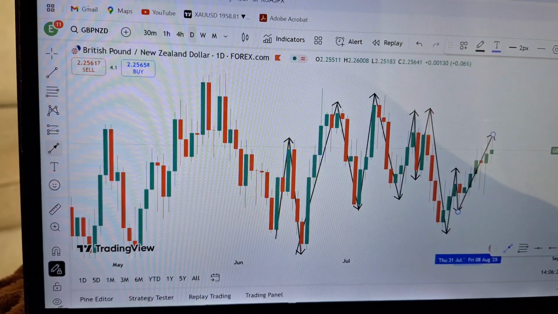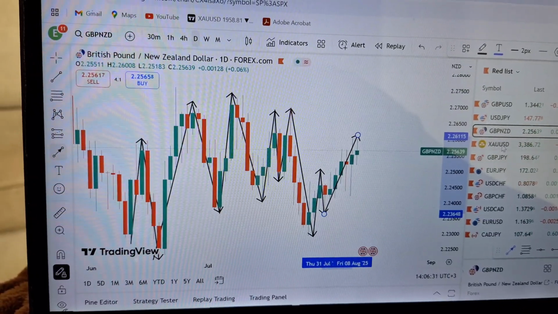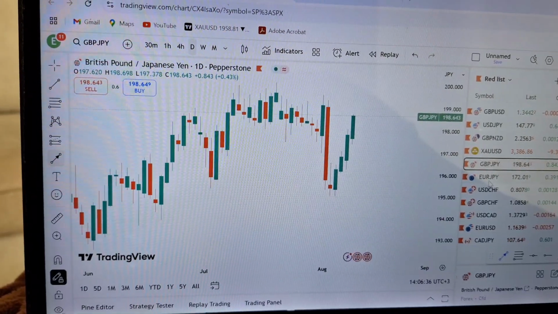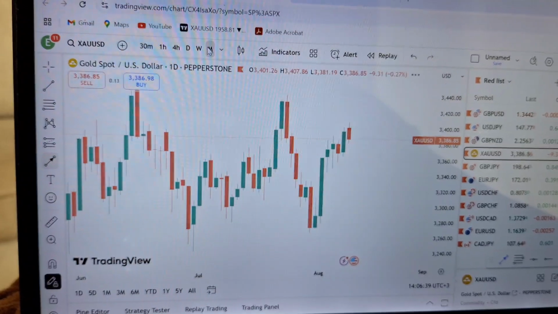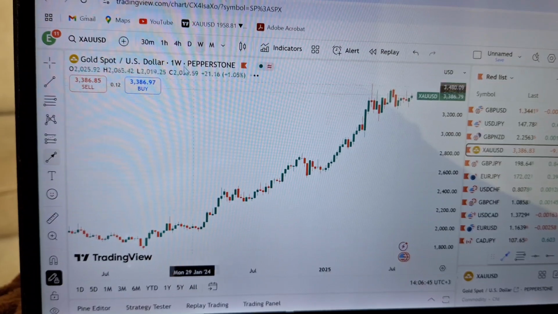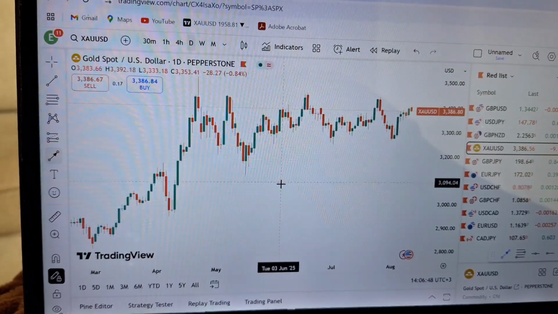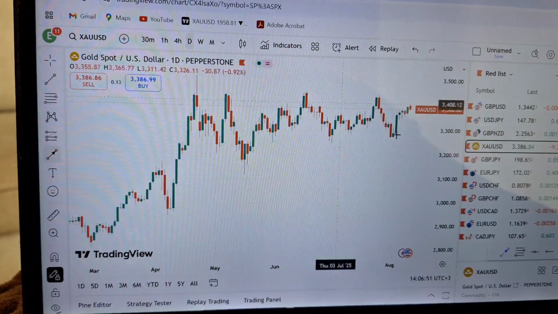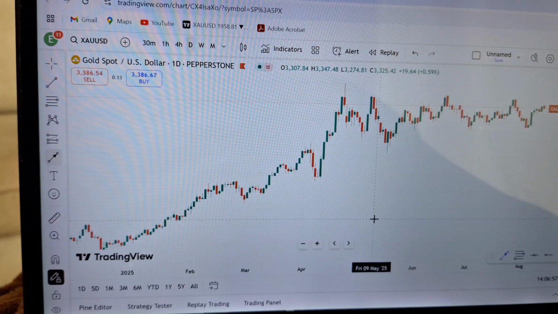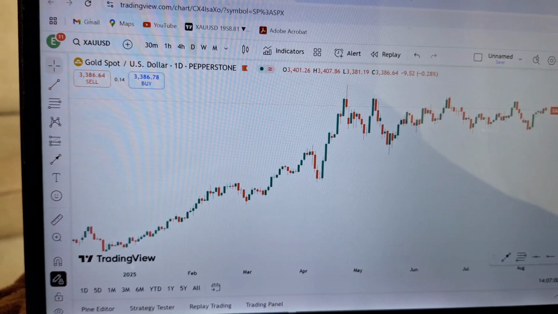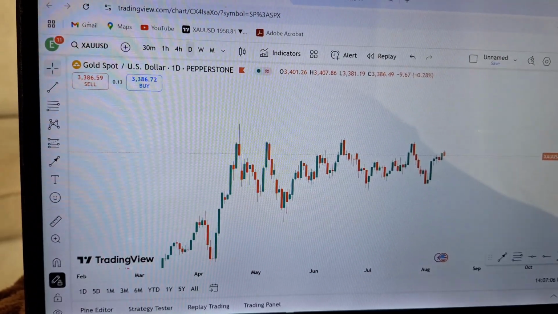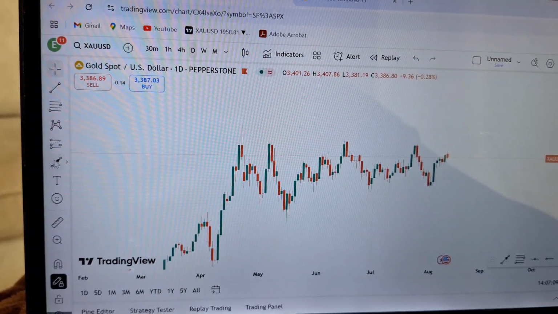We are going to analyze one last pair, which will be gold against the US dollar. I'm going to try and find the most significant. Yes, we can use this one. I'm going to use the daily chart. As you can see, we are going to use arrows to draw the momentum and establish the momentum for this particular chart.